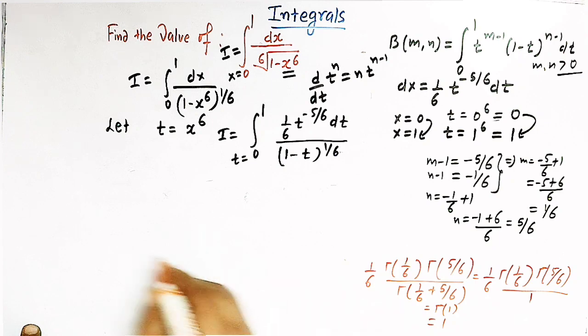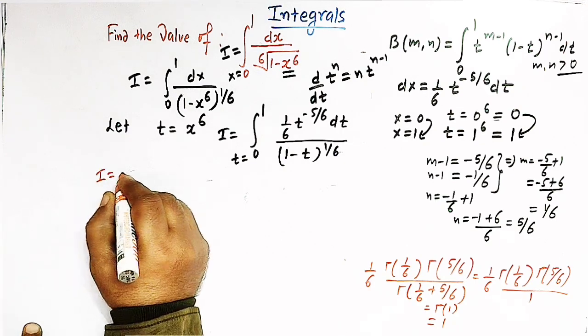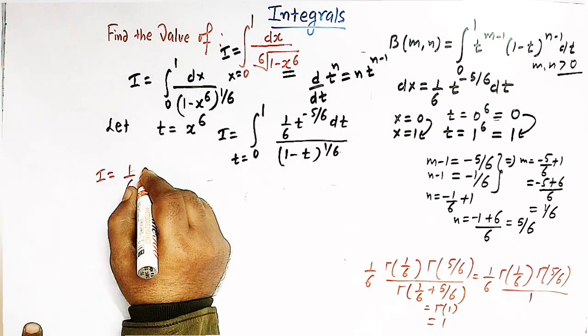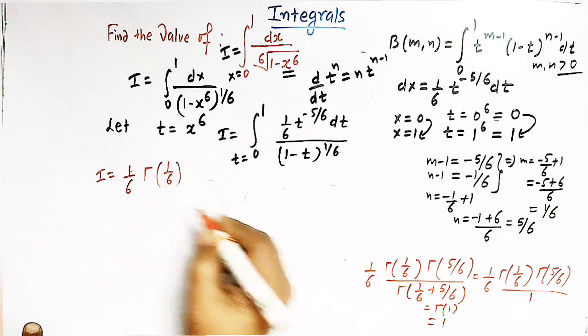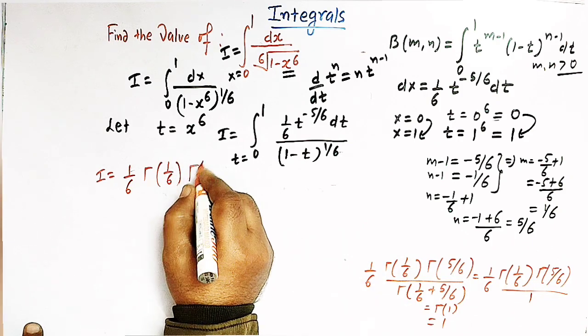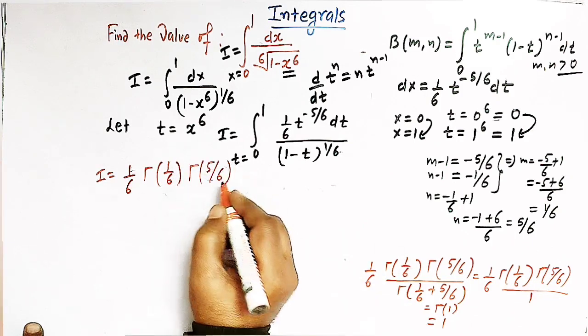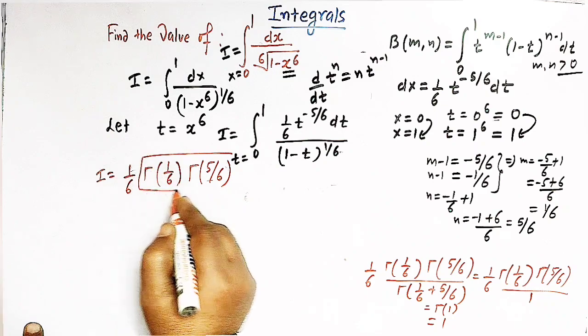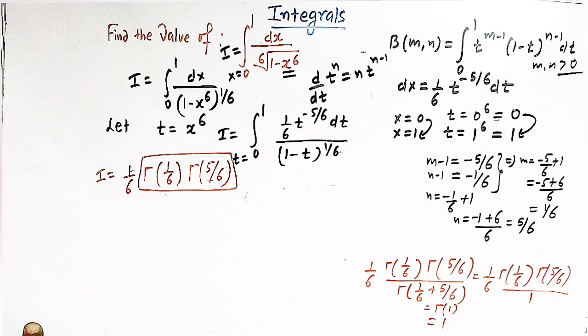Now we can write the value of the integral I as 1 over 6 gamma 1 over 6 and gamma 5 over 6. Now to get the value of this expression, we have to make use of the famous Euler's reflection formula.